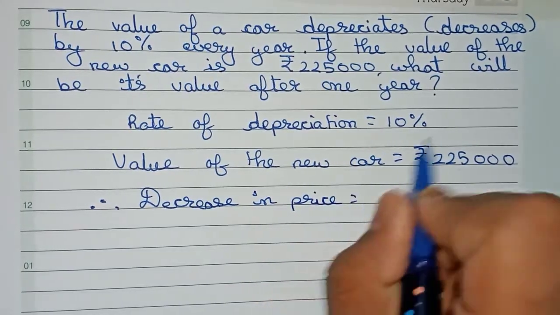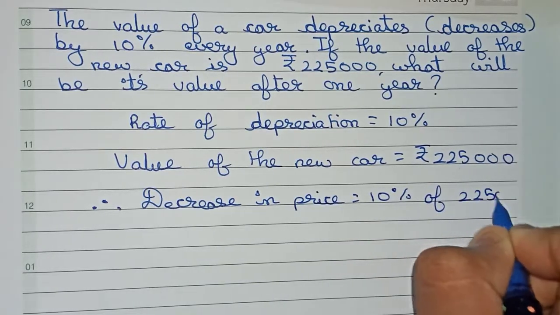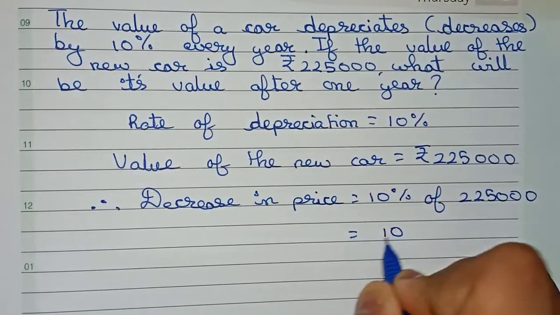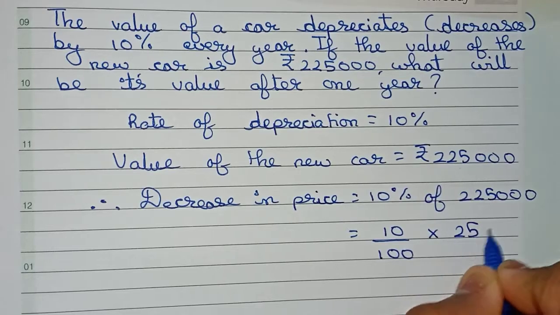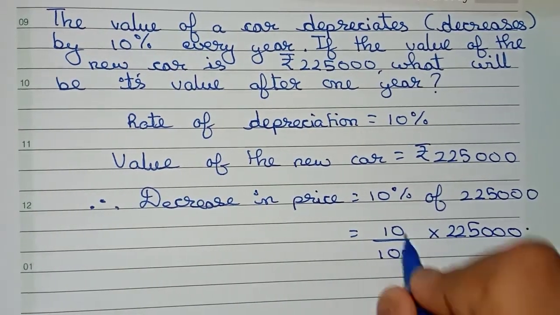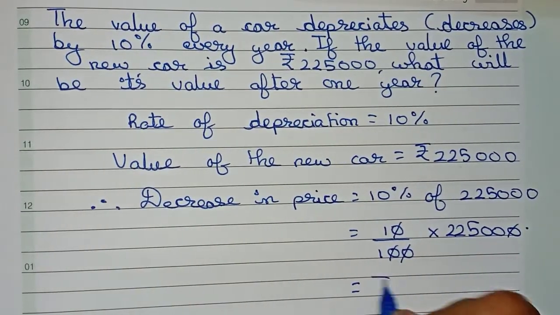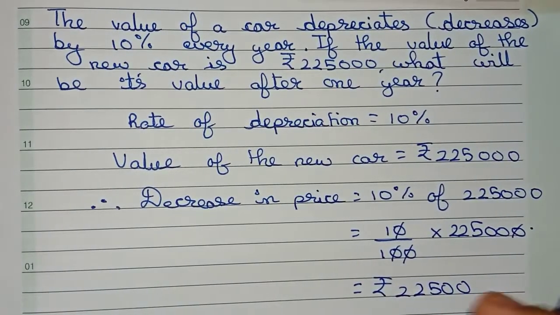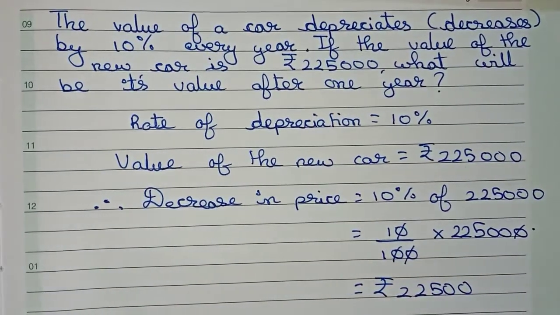So the decrease in price will be 10% of 2,25,000. If we solve it, we will get the decrease in price. 10% we can write as 10 by 100. Of means multiply, so now 2,25,000. First we cut the zeros. So remains rupees 22,500. So this much value is decreasing from the car every year.